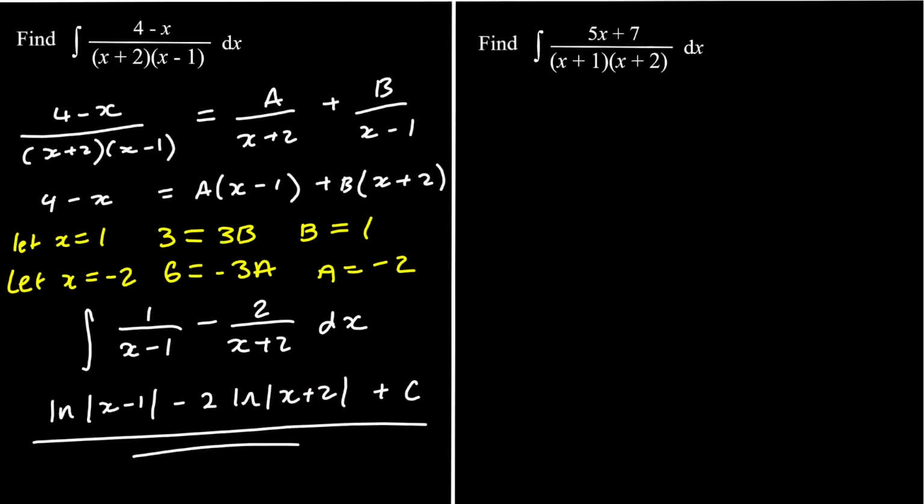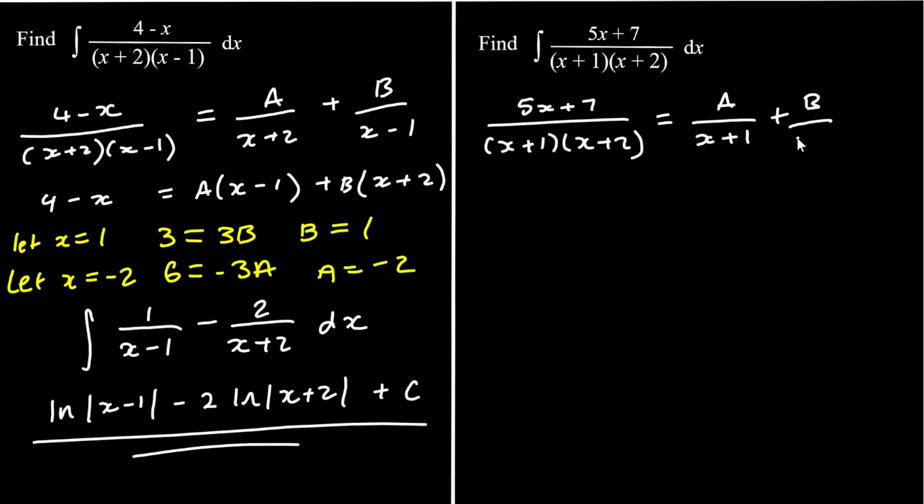One question for you to try. See if you can split it into partial fractions and then integrate. So we're going to start with our 5x plus 7 over x plus 1 times x plus 2. And we're going to change it into the form a over x plus 1 plus b over x plus 2. Multiply through by the denominator. That will give us a times x plus 2 plus b times x plus 1.